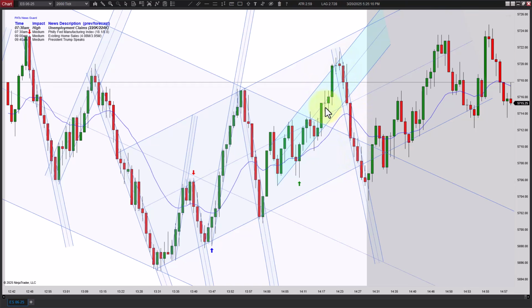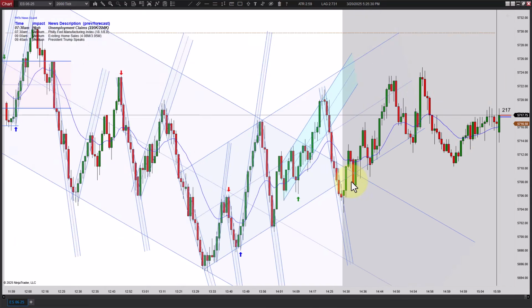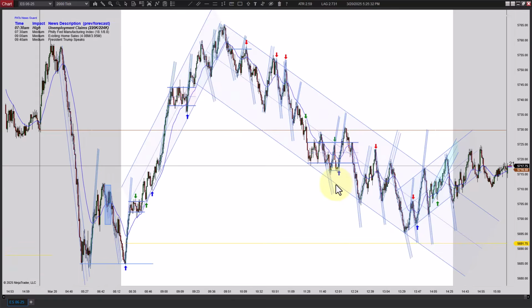So we get a break of this cyan colored channel, and then we get a break of this up channel here. And that takes us into 2 o'clock, but notice how we head to make a new high there before we kind of correct and go sideways a little bit. So there it is today.